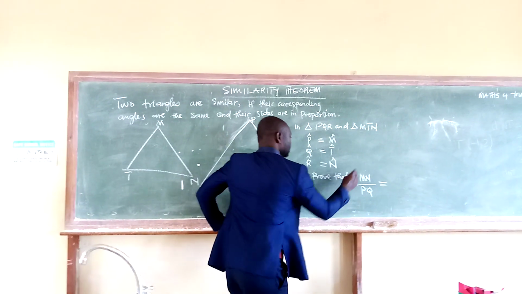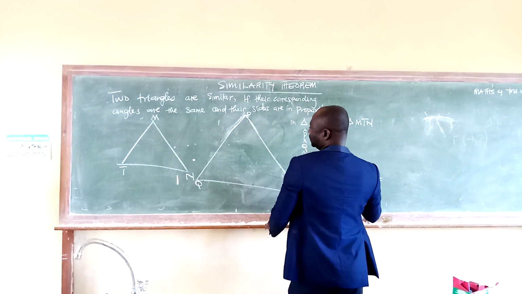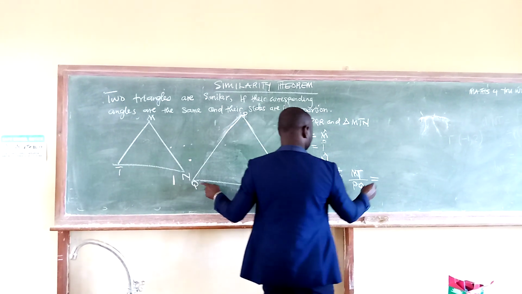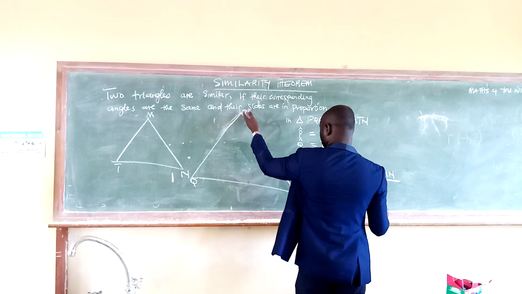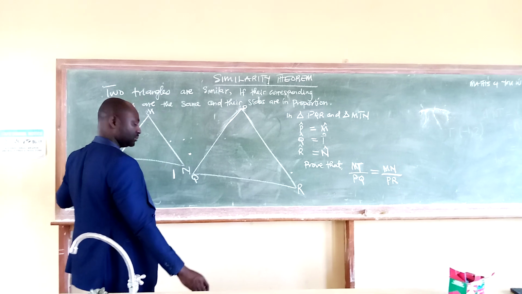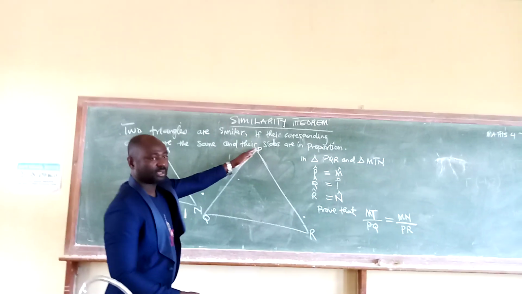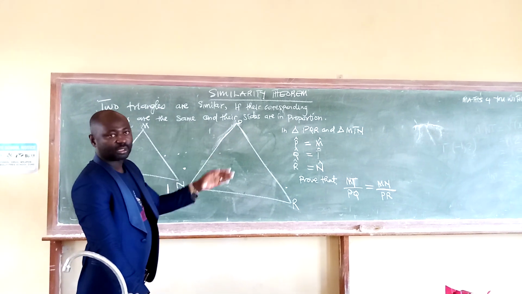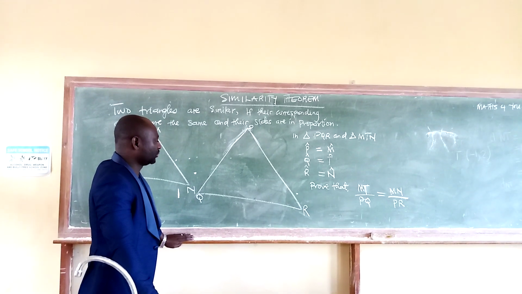Prove that the line MT over the line PQ is equal to the line MN over the line PR. That means you are proving the left hand side of the smaller triangle over the left side of the bigger triangle. Then you take the right side and divide it by the right side of the bigger triangle. That's what the examiner will give you to prove.